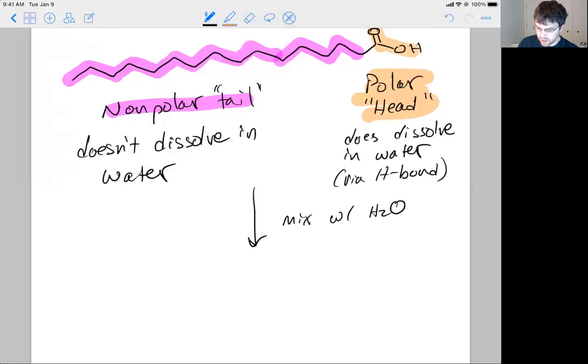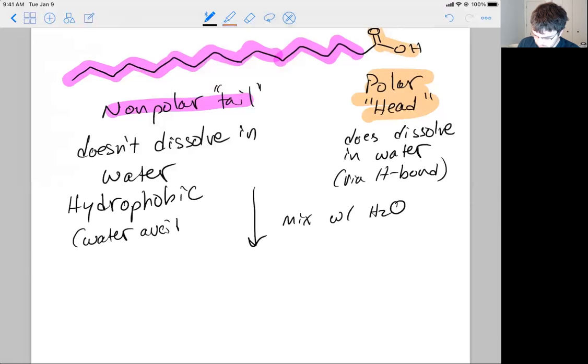Now, when we mix this with H2O, what we have is these two regions, one that does dissolve and one that doesn't dissolve. I'm going to clarify that the part that doesn't dissolve is hydrophobic. It is kind of living in fear or antagonized by the presence of water, or it's water avoiding. Okay, so that purple region is water avoiding.